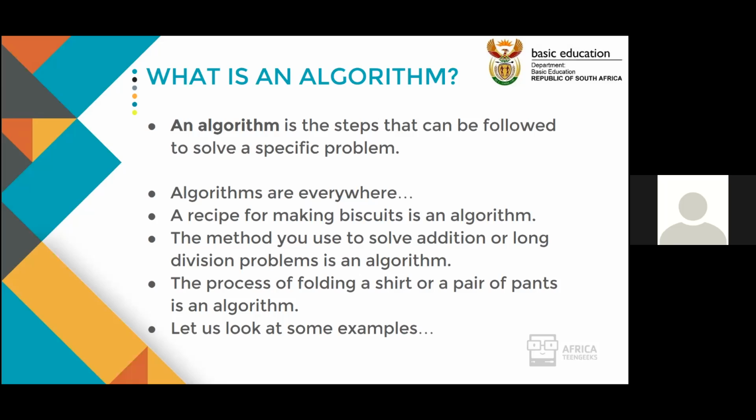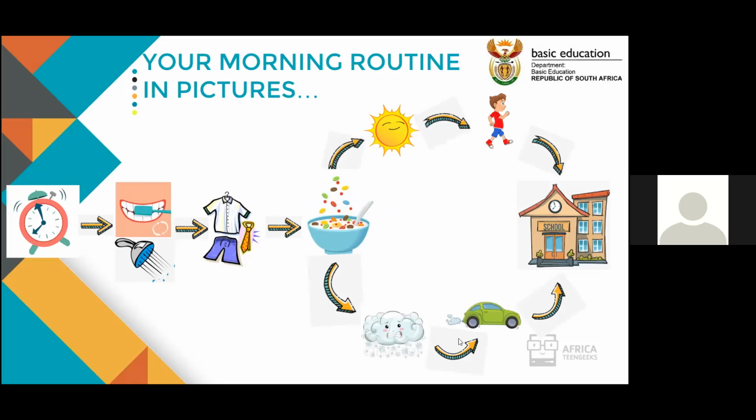Okay, so let's look at a few examples, right? So I can actually show you what I'm talking about. So let's look at this picture here. Now what we're looking at is your morning routine in pictures. Now this is probably a general routine. Maybe some of you will do other things, but let's go through this routine. In the morning, on the left, you can see your alarm clock there. Obviously, your clock comes on.